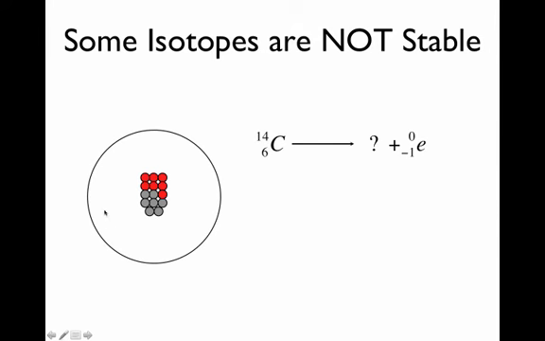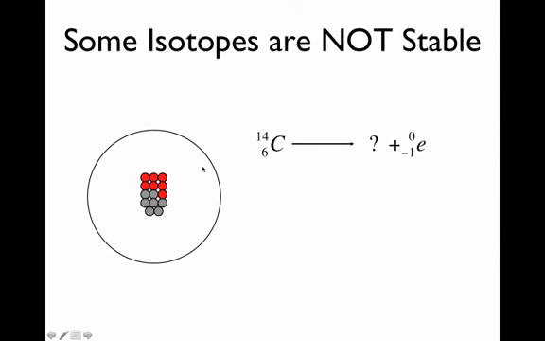Carbon-14, if you wait around long enough, turns into nitrogen-14, because the mass is still the same, but the number of protons and number of neutrons is different. The number of protons is 7 now, so the question mark here is actually a nitrogen atom.